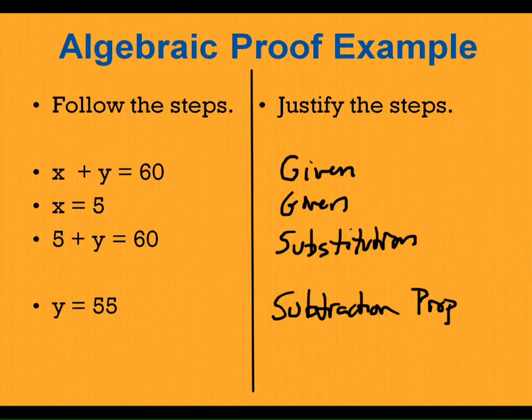So that's an algebraic proof. I did algebra steps. I justified everything I did with reasons on the right side. And I proved what they wanted to prove. I proved y equals 55. Okay. Does that make sense? Any questions with that?